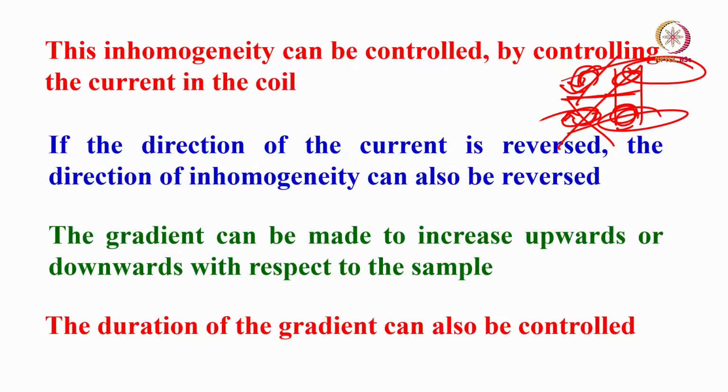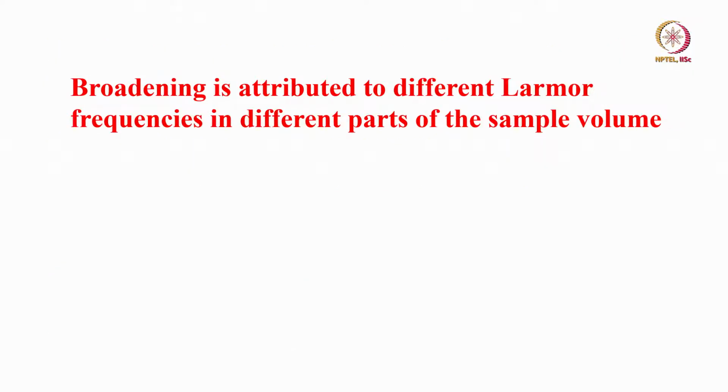How long you have to apply? That can be given by a time t. We can control that. And if it is along z axis, sometimes we call it as duration time is z. We can also control that. So the duration of the gradient can be completely controlled.